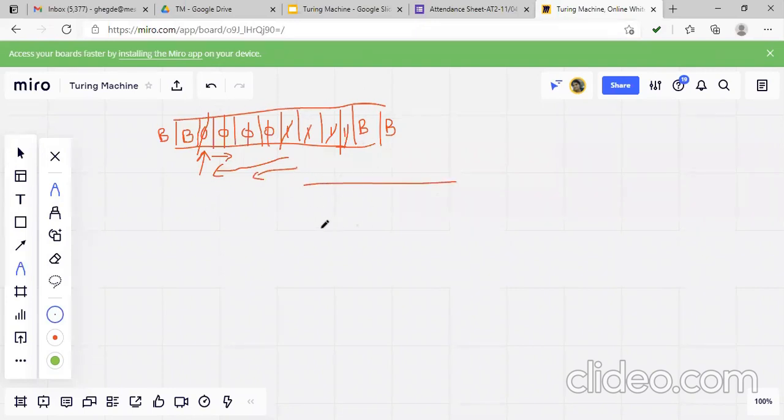So how will we do this in a Turing machine? Again, I'm taking the example, then we'll move on to the actual representation. Okay.